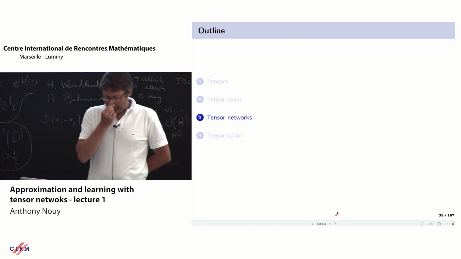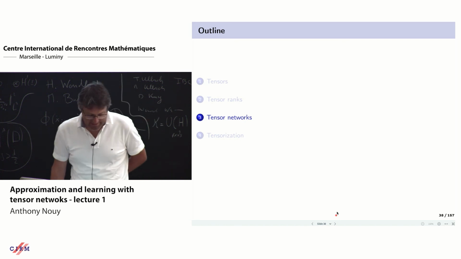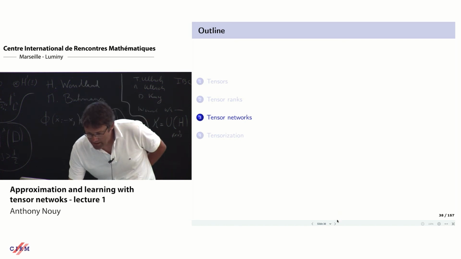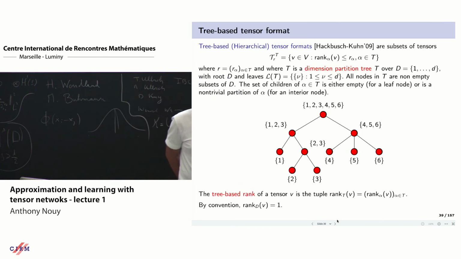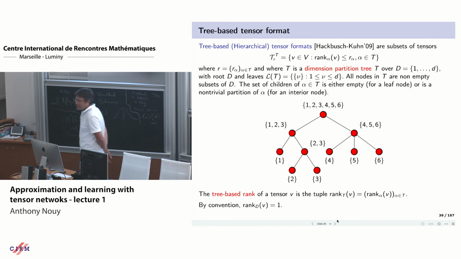Now we have all these notions in hand, and we will introduce a first family of tensor networks, which in fact appeared in the literature under another name, called hierarchical tensor formats or tree-based tensor formats.